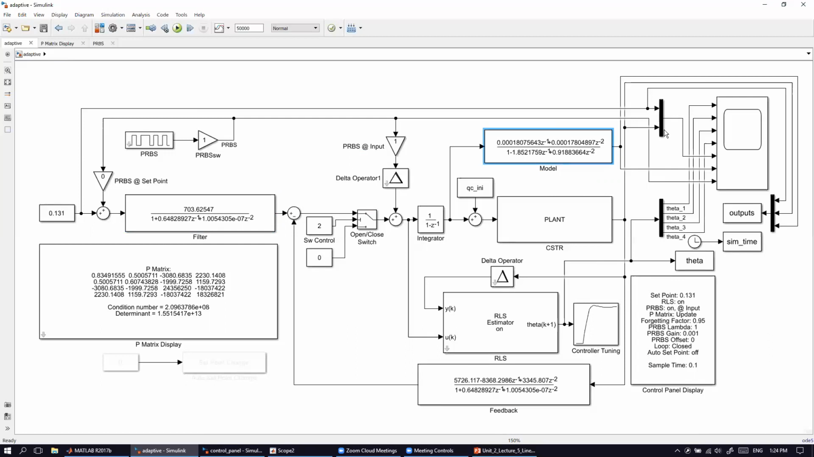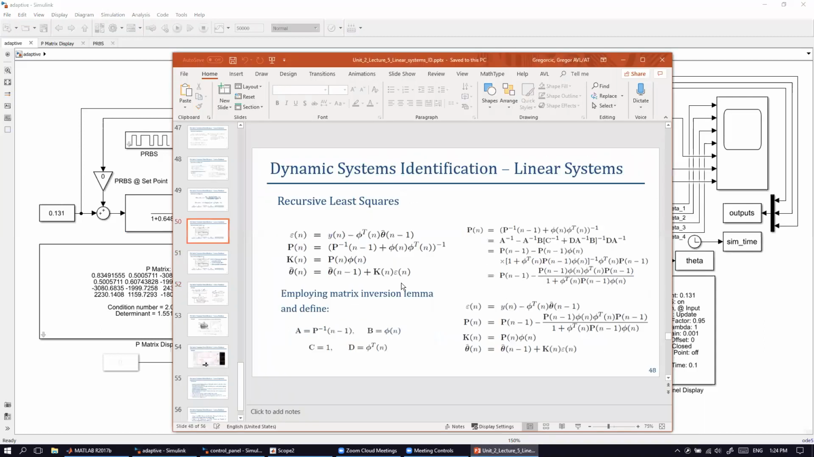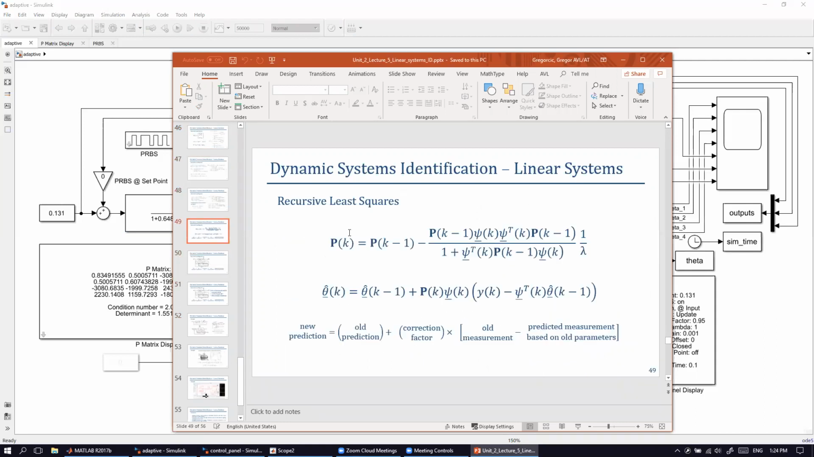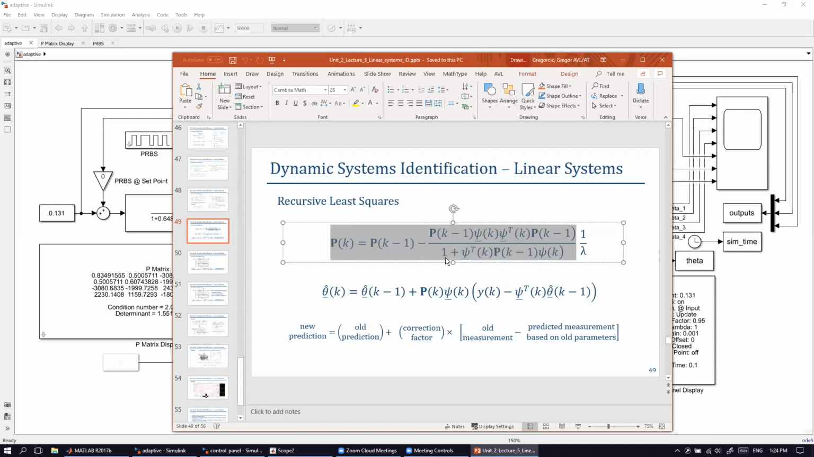Now, if you remember this one, this is the matrix P. The size of this matrix depends on the order of the model. In this case, we have a model which has a second order. So that means we have, I guess, 4 by 4 parameters.